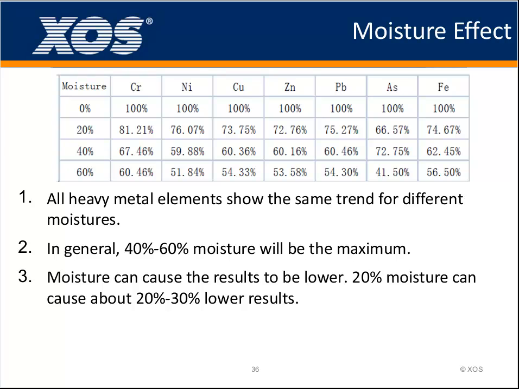It depends on the type of soil. And the moisture can cause results to be lower. For example, 20% moisture can cause about 20 to 30% lower results. So when there's moisture inside soil, we know that the result will be lower than the fact when it is dried.